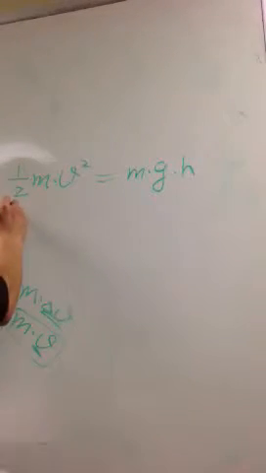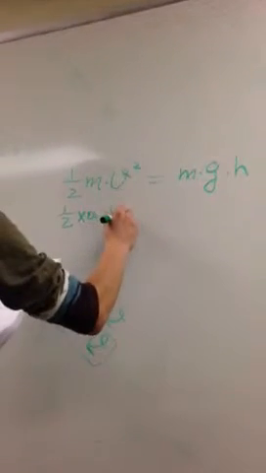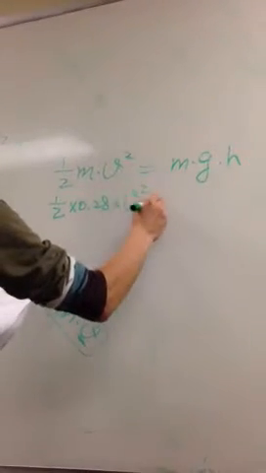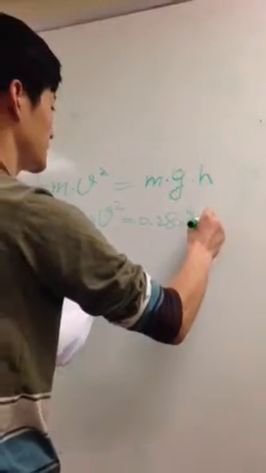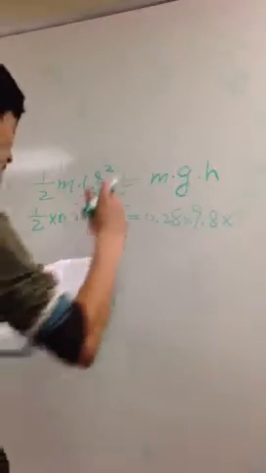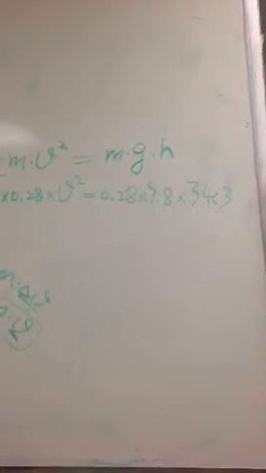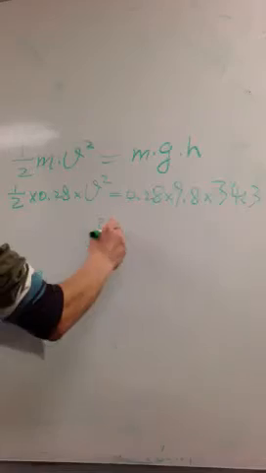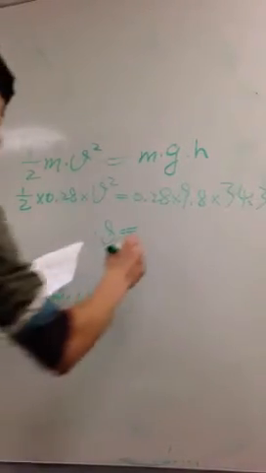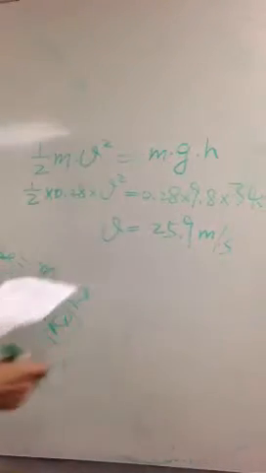Right? So we know the mass is 0.28. We don't know the velocity. 0.28, 9.8. The height is 34.3. Right? If you calculate the velocity, you got 25.9 meters per second.